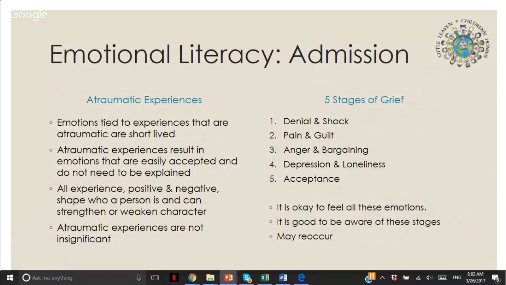We talked about within emotional literacy, you have to first recognize the emotion. The next part is admission. You might want to say to yourself, oh, recognizing and admitting is the same thing, but it's not the same thing. It's really difficult for people to admit what emotions they're feeling, and there's a whole history behind a lot of the emotions that we are feeling.